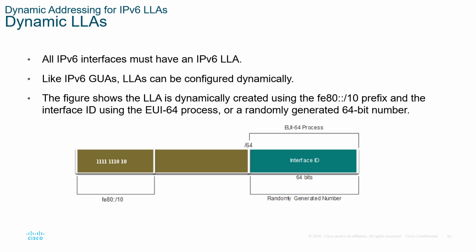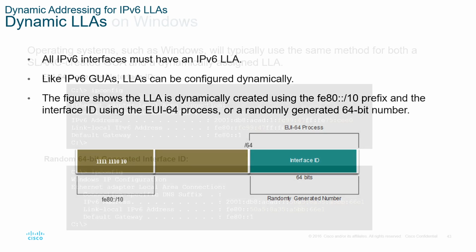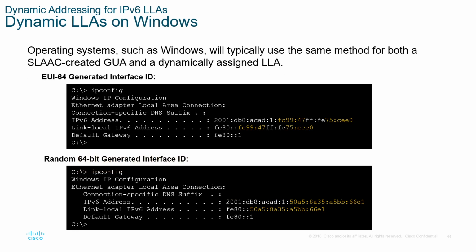All right, so this figure shows the LLE dynamically created using the FE80::/10 prefix and the interface ID using the EUI-64 bit process. Again, we go look at the MAC address on this adapter. I can guarantee a big chunk of this part right here has been pulled from the MAC address.